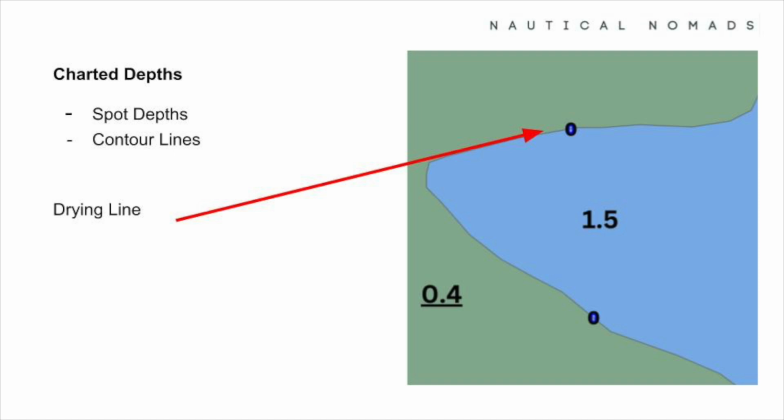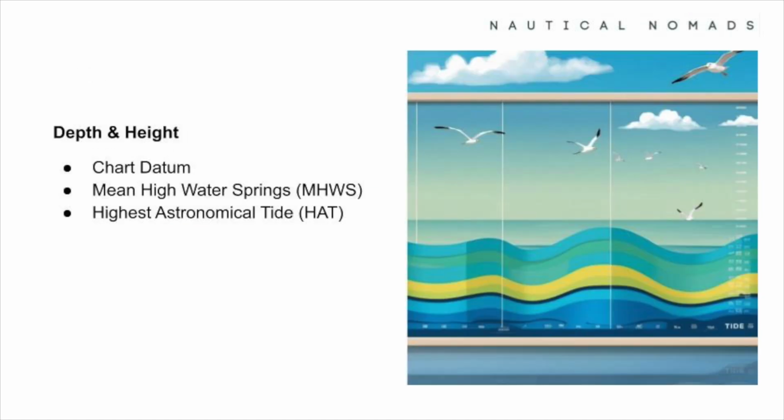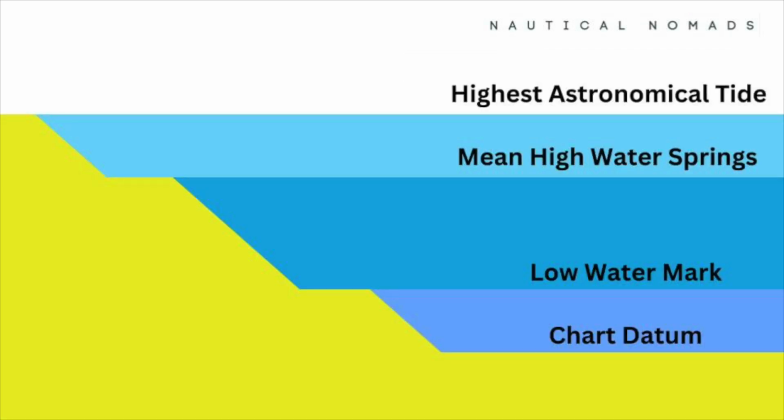Depth and height. Understanding how depths and heights are referenced is essential for navigation. They are measured relative to different levels, including chart datum. This is the baseline, representing the lowest possible tide level. All depths on charts are referenced to this. Mean high water springs, MHWS. This is the average height of high tide during spring tides. Highest astronomical tide, HAT. This is the maximum tide level that can occur under normal conditions.